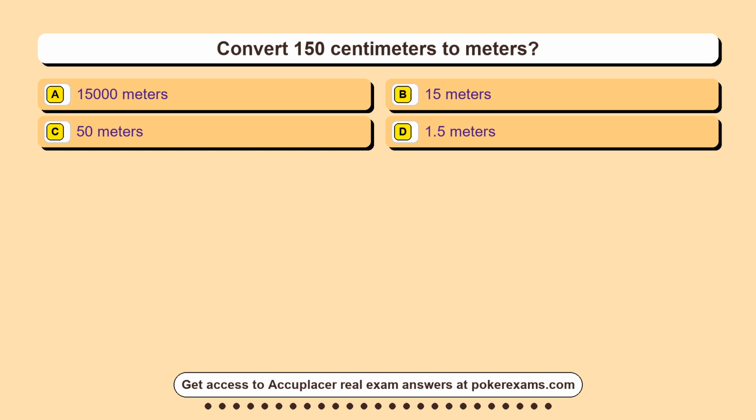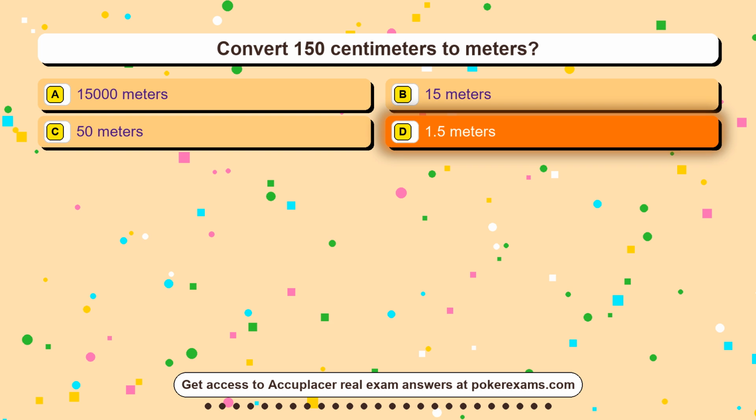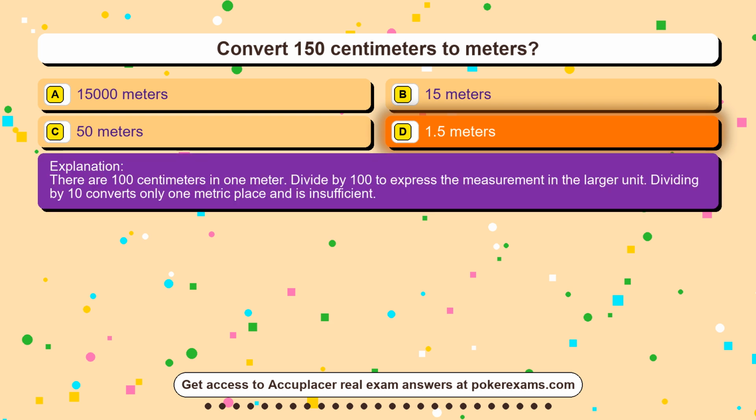Question 14. Convert 150 centimeters to meters. Option A, 15,000 meters. Option B, 15 meters. Option C, 50 meters. Option D, 1.5 meters. The correct answer is option D, 1.5 meters. There are 100 centimeters in 1 meter. Divide by 100 to express the measurement in the larger unit. Dividing by 10 converts only one metric place and is insufficient.